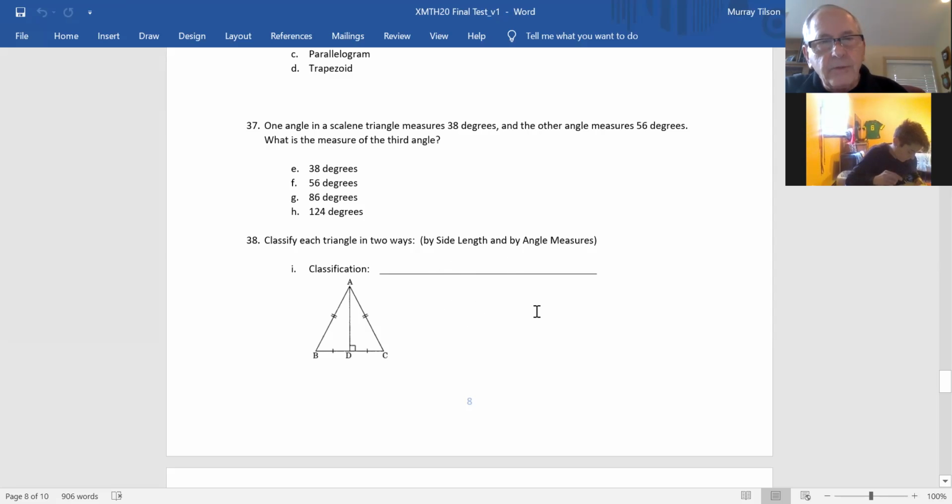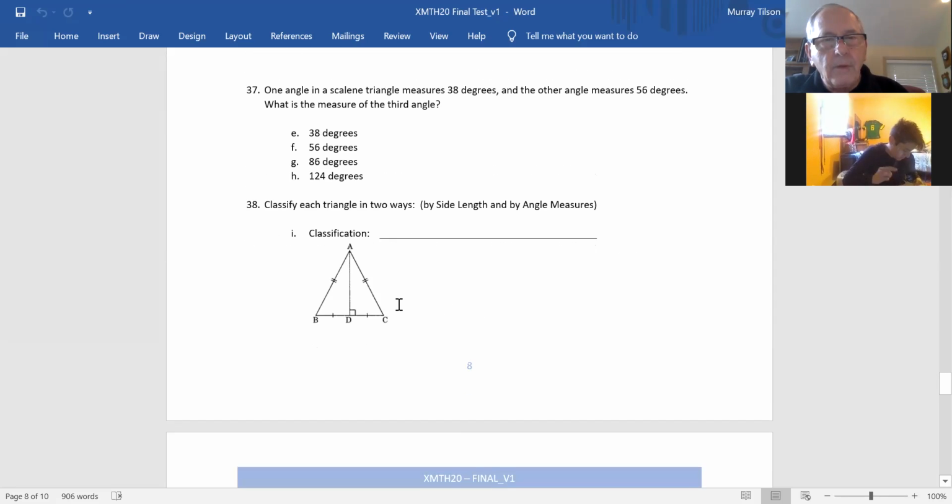By angle measure, it's where you either have a right angle, that would be one, or all the angles are less than 90 degrees, that would be an acute. And if one angle is greater than 90 degrees, it would be an obtuse triangle. So you have a side element to it as well as an angle element to it.